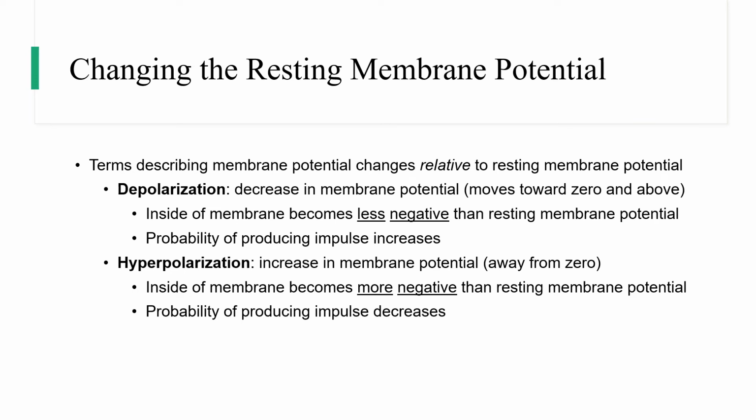There's another term called hyperpolarization, and this is an increase in membrane potential away from zero. So this is when the inside of the membrane becomes more negative, even more negative than the normal resting membrane potential. And when something is hyperpolarized, it basically decreases the probability of producing an impulse. Okay, so we're not going to talk much about hyperpolarization right now. We are mainly going to talk about depolarization because we're going to talk about action potentials.